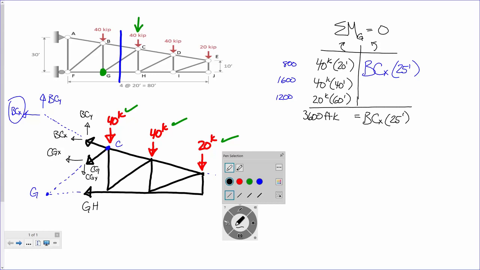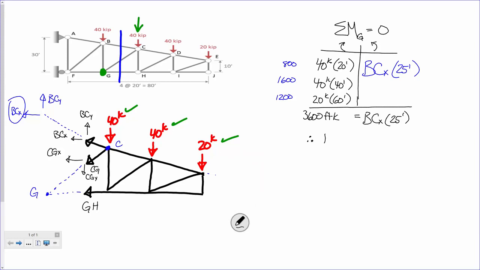Okay, so there's your sum of moments right there. So, therefore, BCX is what? That's 3,600 over 25. What is that? 144. Now, mathematically, did that number come out positive or negative? Positive. So since that number came out positive, it means that the direction we assumed for BCX is correct. And if BCX on our diagram is drawn to the left, that means that it is 144 kips to the left. So far, so good?